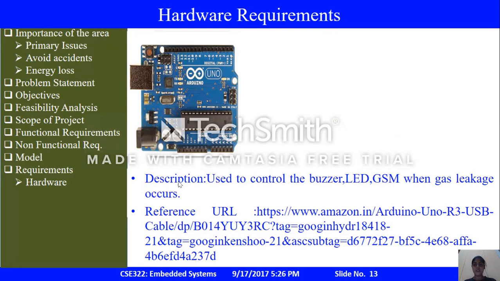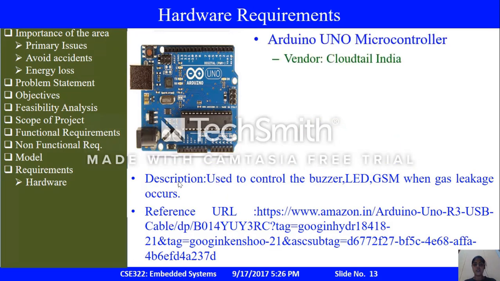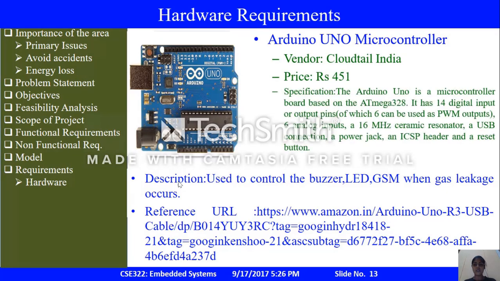The next component that we'll be using is an Arduino Uno microcontroller. The vendor is Cloudtail India. The price is rupees 451, and the specifications are that this is a microcontroller board which is based on the Atmega 328. It has 14 digital input or output pins, of which 6 can be used as PWM outputs, 6 analog inputs, a 16 MHz ceramic resonator, a USB connection, a power jack, an ICSP header, and a reset button. So this will be used to connect all the components, that is the buzzer, the LED, the GSM, when the gas leakage is happening. Thank you.